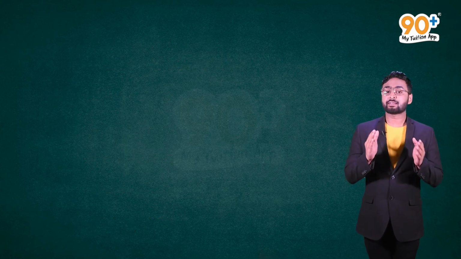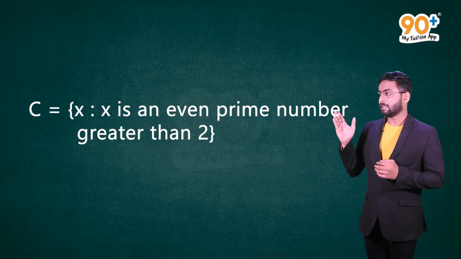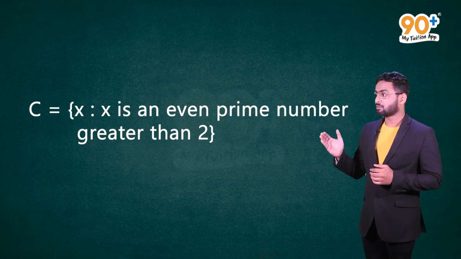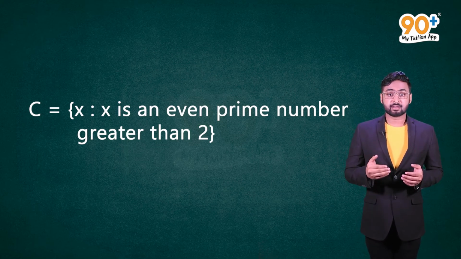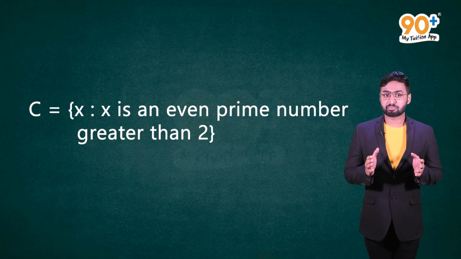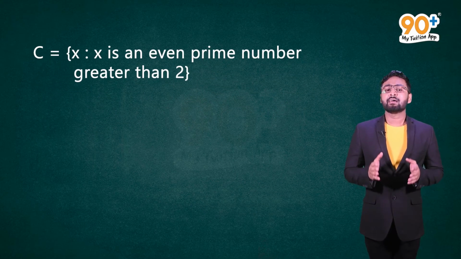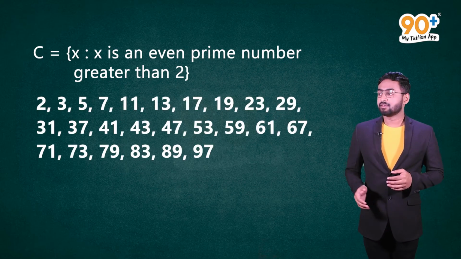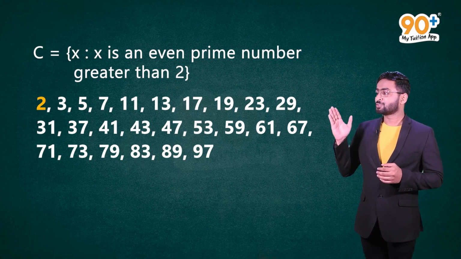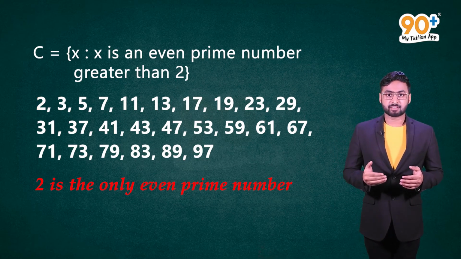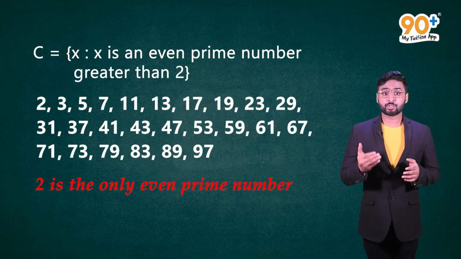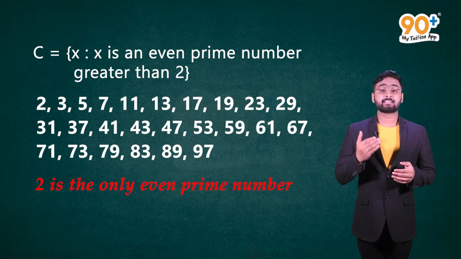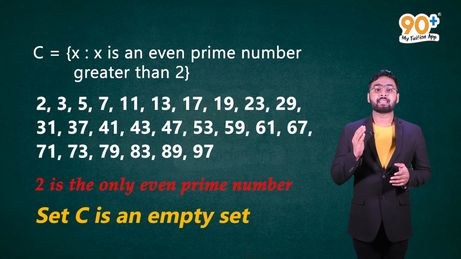Let's take a look at another set. C equal to the set of all x such that x is an even prime number greater than 2. Here it's given that x is an even prime number greater than 2. Let's take a look at the list of prime numbers from 1 to 100. Here we can see that 2 is the only even prime number. So there does not exist any even prime number greater than 2. Therefore, it's safe to say that set C is an empty set.